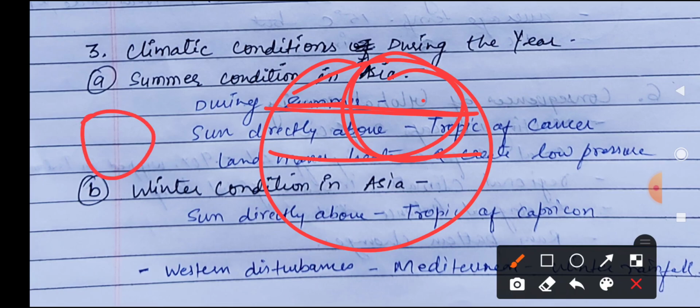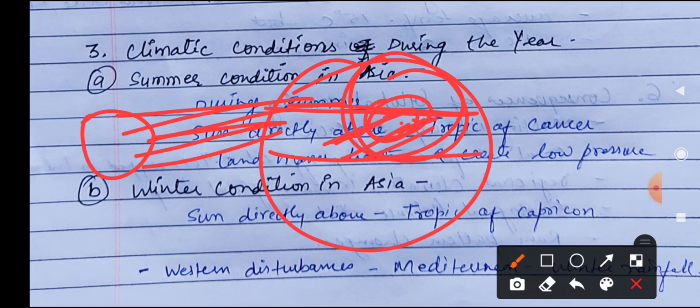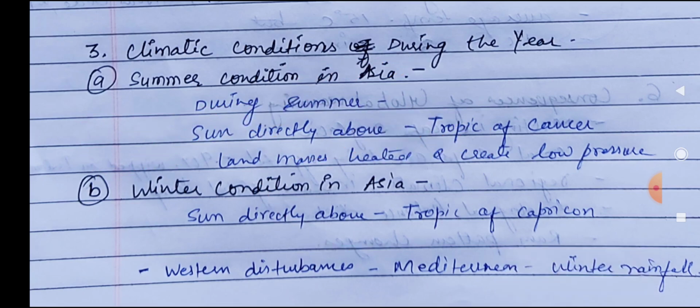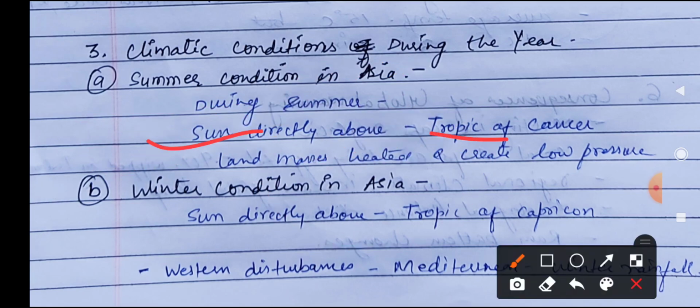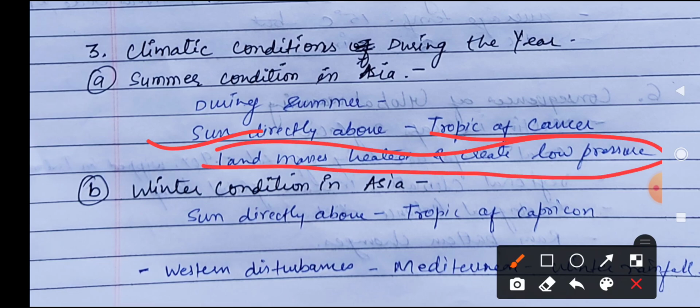The sun is directly overhead on it, and because of that it gets heated and experiences a low pressure, and due to this low pressure the air is moving from here, as I told in the earlier part. That's why the sun is directly above the Tropic of Cancer and the land masses get heated and create a low pressure, and because of that the rainfall is happening.